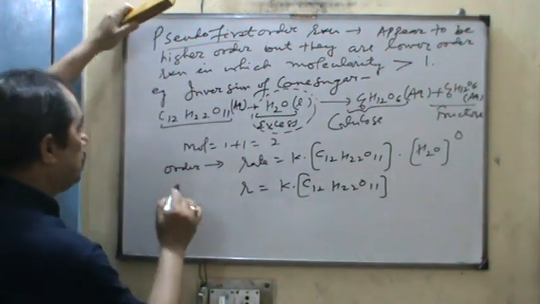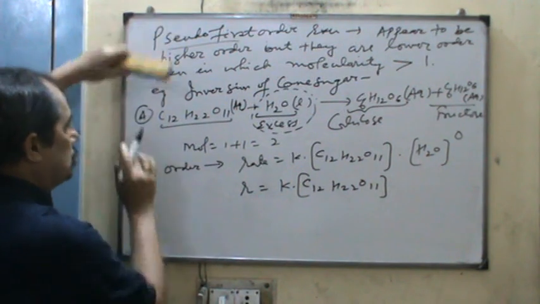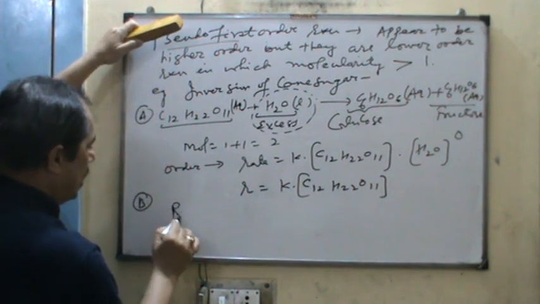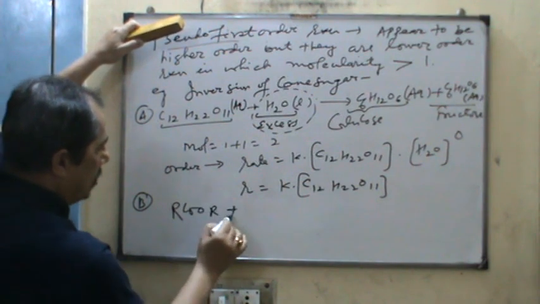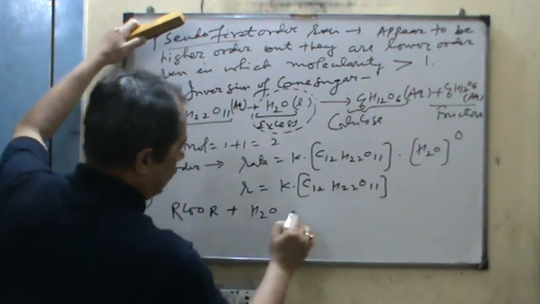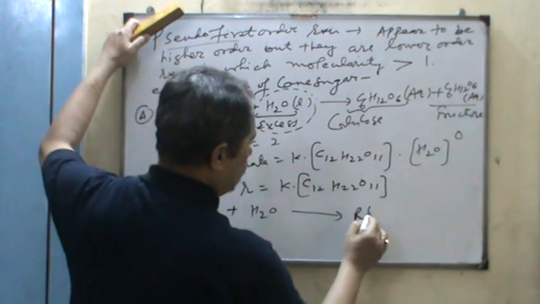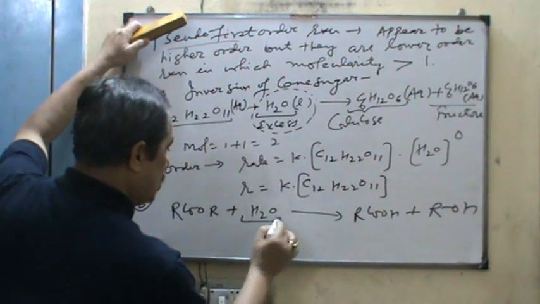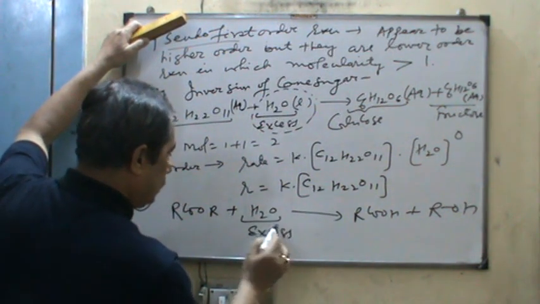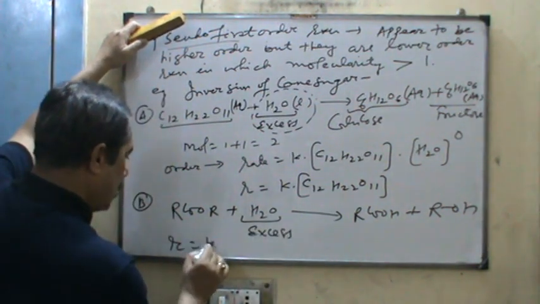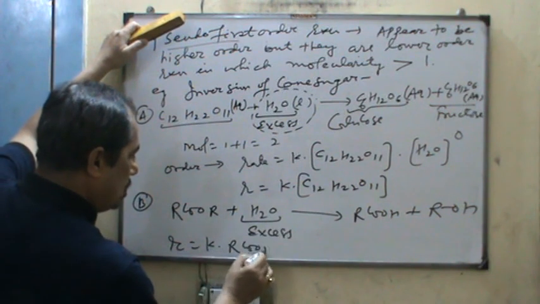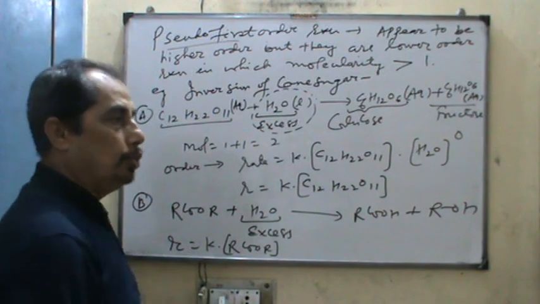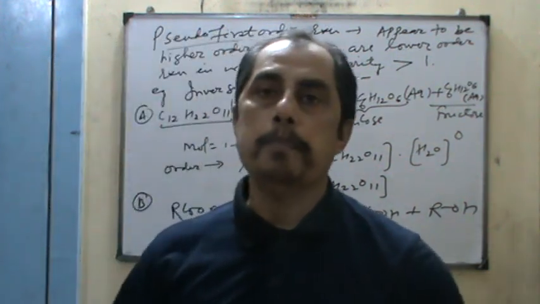Second, you can say hydrolysis of ester. Dear students, what is the hydrolysis of ester? RCOOR plus water, right? So this gives RCOOH plus ROH. Again, water is taken in excess. So rate equal to K into RCOOR. Such reactions, again, are called pseudo first order reactions.